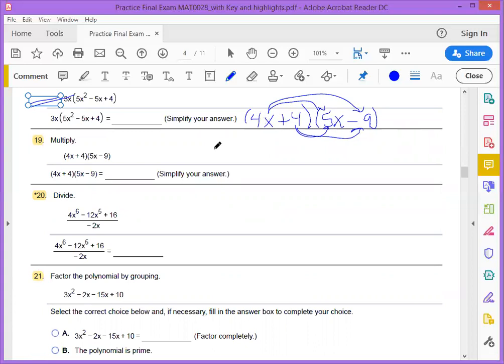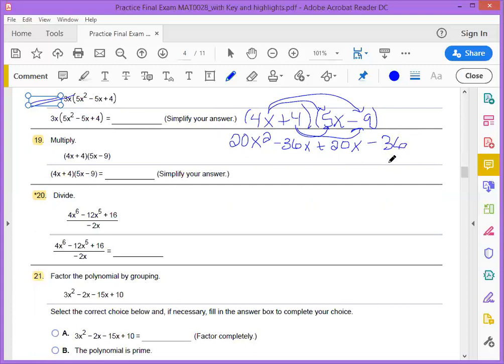4x times 5x gives us 20x to the second power. 4x times minus 9 gives us negative 36x. And in the center, 4 times 5x gives us plus 20x. And the last term, 4 times minus 9 gives us negative 36.